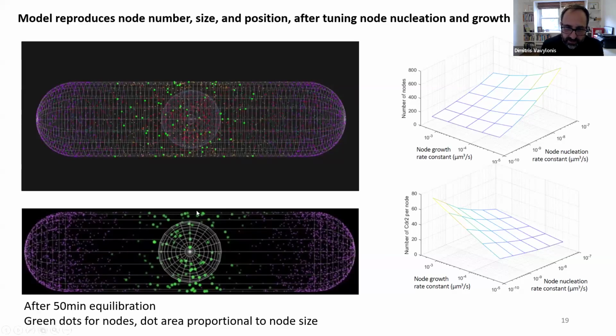So this pattern is very similar to the cellular pattern, provided we tune the two main unknown parameters here, the growth constant of the nodes and then the nucleation rate constant. By tuning these parameters, we can get the approximately right number and the size of the nodes. Okay, so maybe this is an aggregation process that's driven by some signaling system in the cell.